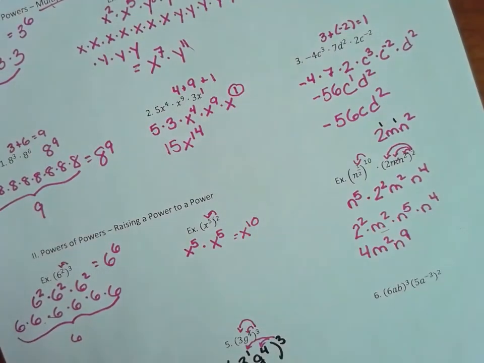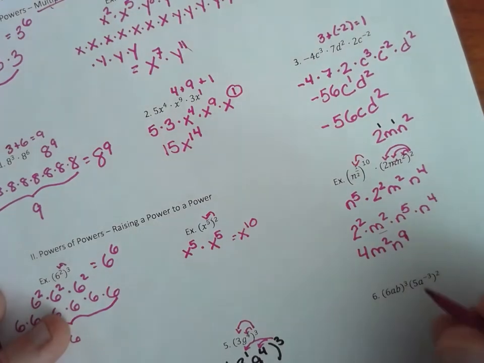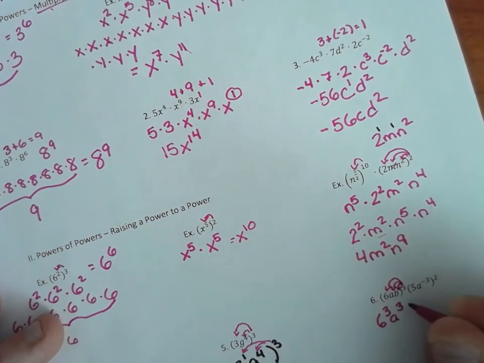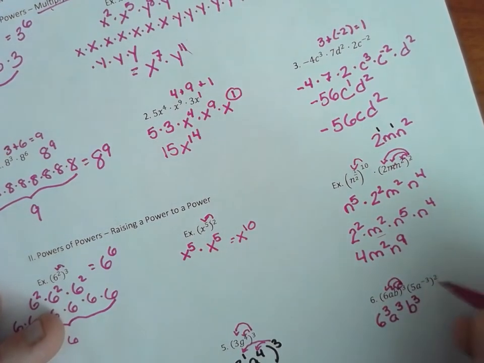Last one. I am going to use the rule straight out. We're just going to go with it. I assume you guys know what's going on. When I distribute this exponent to the other exponents, it's 6 cubed, a cubed, b cubed. When I distribute it here, it's 5 squared, negative 6.